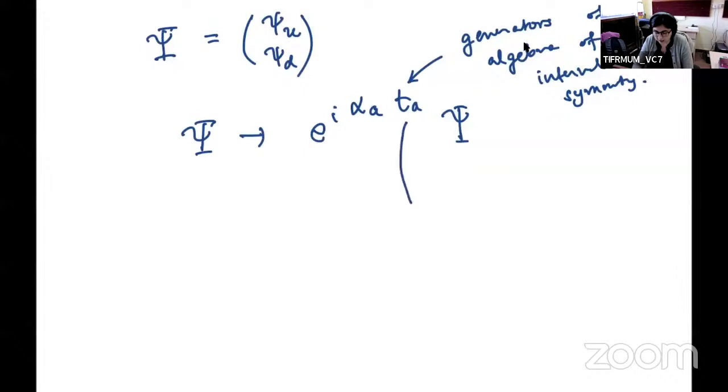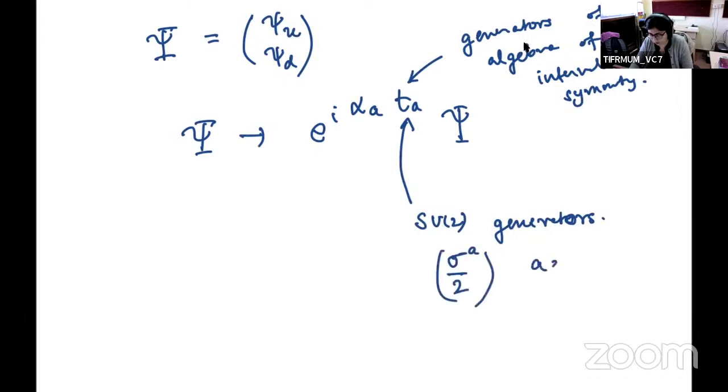So your T^A in this case are SU(2) generators, which are, again, as we know, the Pauli matrices. So sigma by 2, there are 3. So A goes 1, 2, and 3. So you have 3 parameters, 3 alpha A's, each of them multiplying a different Pauli matrix. So this is what the transformation would look like for SU(2).